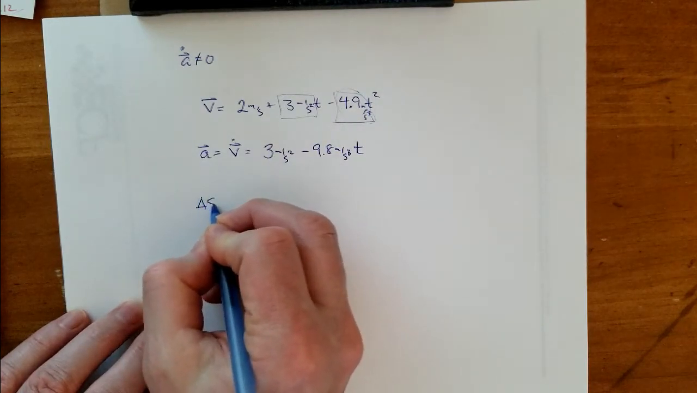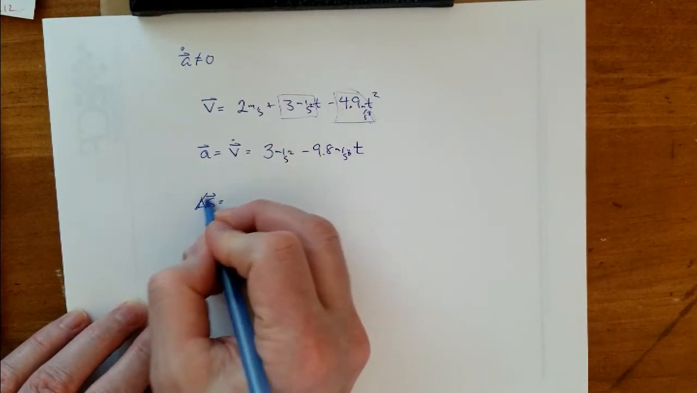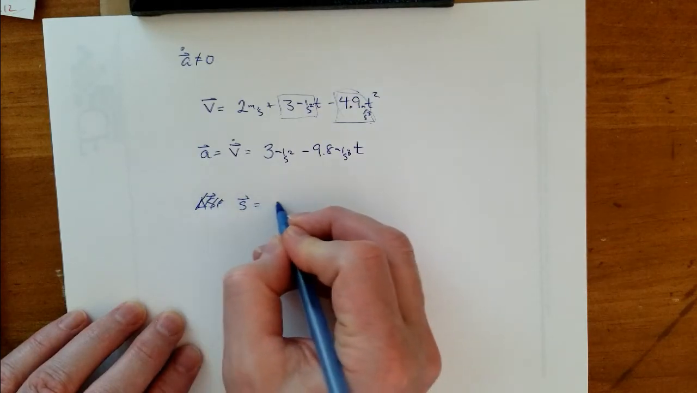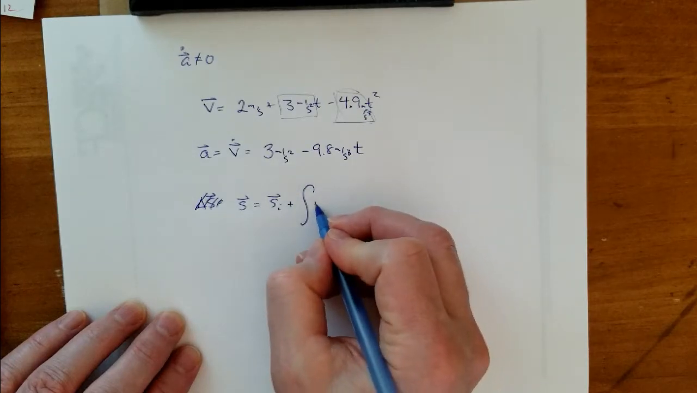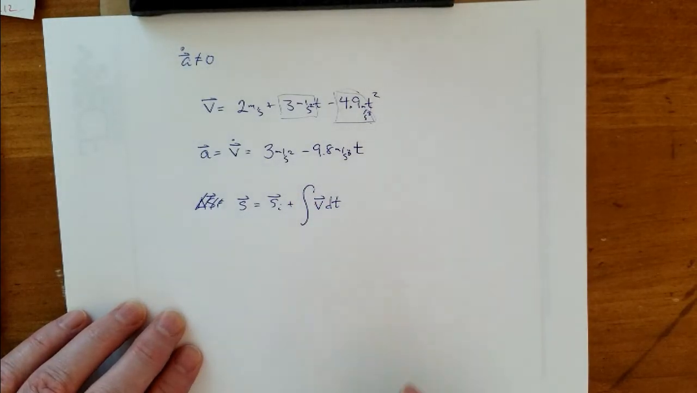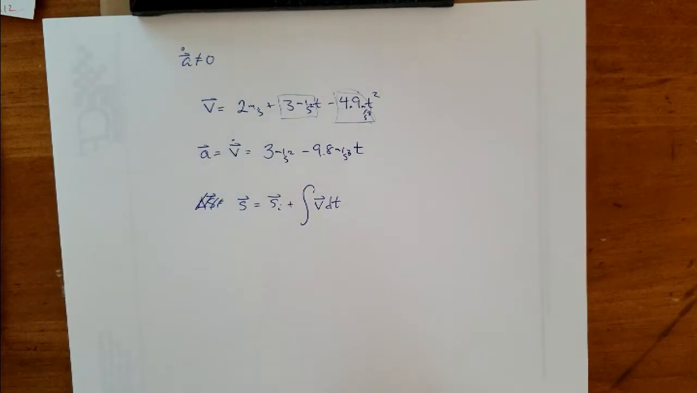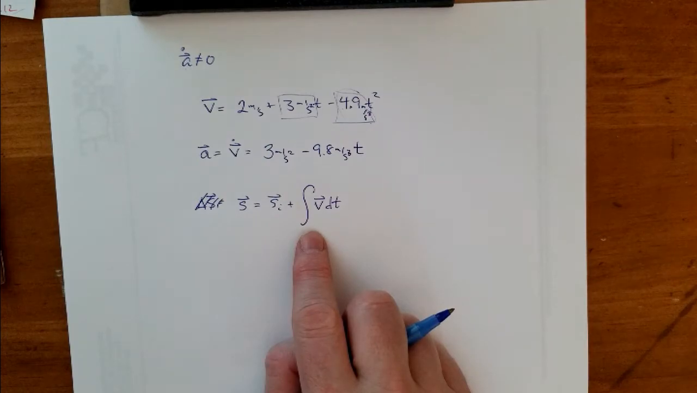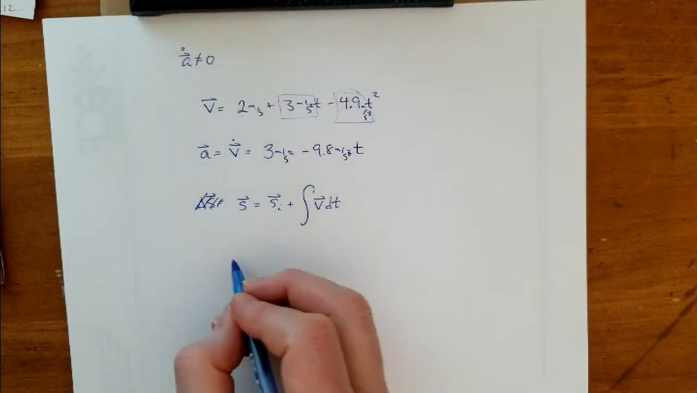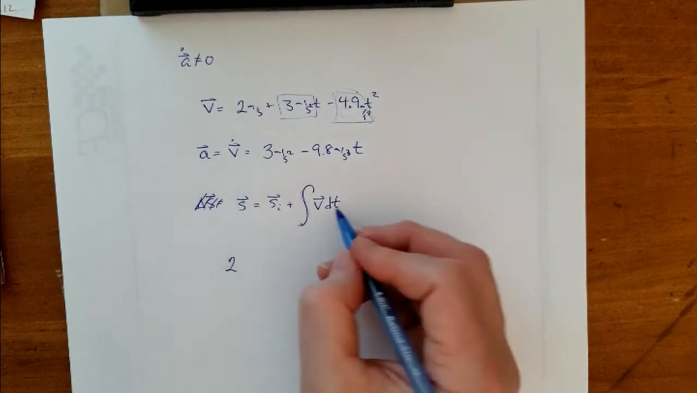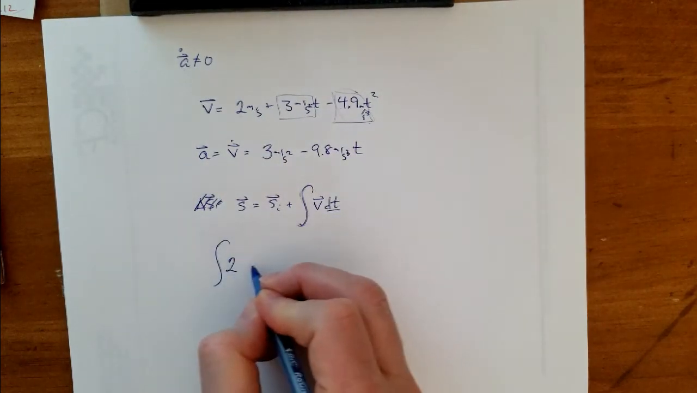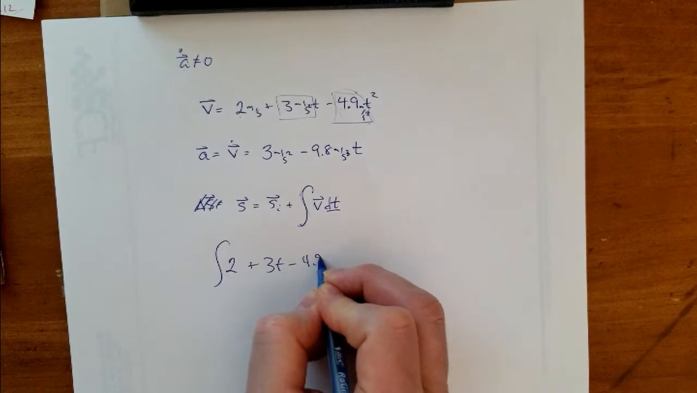And my displacement, well, technically, my position is going to be the initial position plus the antiderivative of velocity with respect to time. Now, at this point in Calc 2, I don't know if you've gotten to integrals or not, but my understanding from past classes is that in Calc 1 you do antiderivatives, and that's just reversing the process. So I have the antiderivative of 2 plus 3t minus 4.9t squared, with this symbol telling me antiderivative, and this telling us the variable.